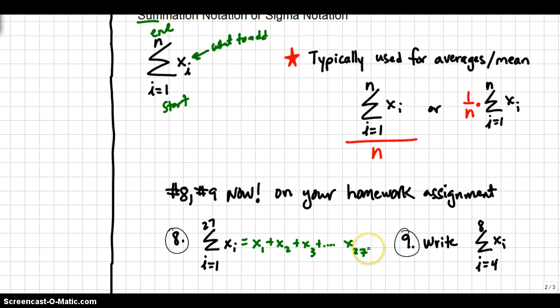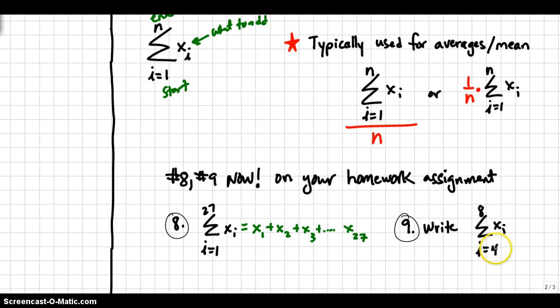One of the benefits of doing a sigma problem is that it very concisely, in a condensed fashion, allows you to show how to add up 27 things without actually having to write out that entire process. Similarly for number 9, here they want you to add up the 4th number all the way up to the 8th. This one would look like this. Take the 4th number plus the 5th plus the 6th, the 7th, and the 8th.